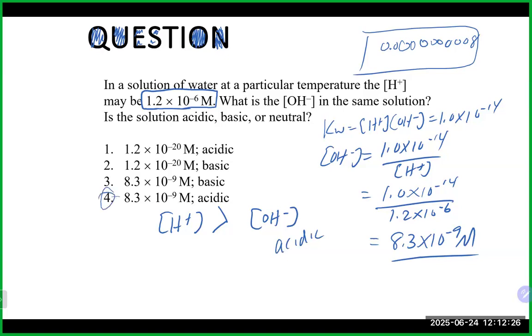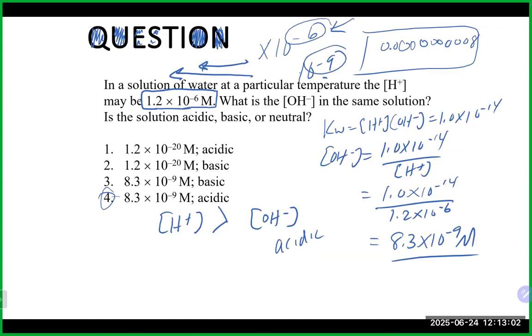A reminder that when you compare 10 to the minus 6 versus 10 to the minus 9, when you have a negative exponent, the smaller number is actually the larger number. That's because this is only 6 places of zeros, while this one is 9 places of zeros, which makes it a much smaller number. So when you have a negative exponent, the smaller the negative exponent, the larger the number is. Any questions on that there? All right. Any questions on Kw there?